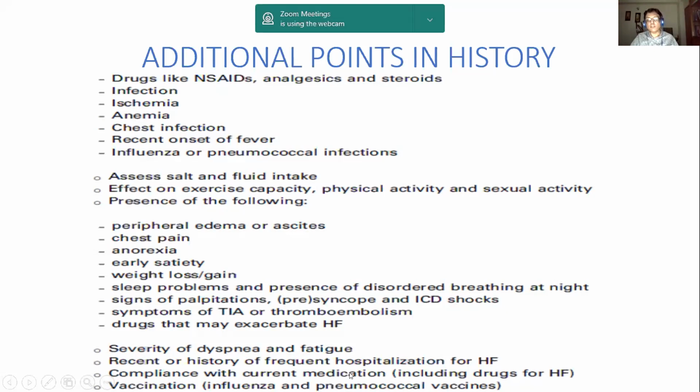And compliance to medication is also very important. We need to inquire with the patient as well as the attendant. And the vaccination, like pneumonia and influenza vaccination, can protect the patient with repeated hospital admissions.